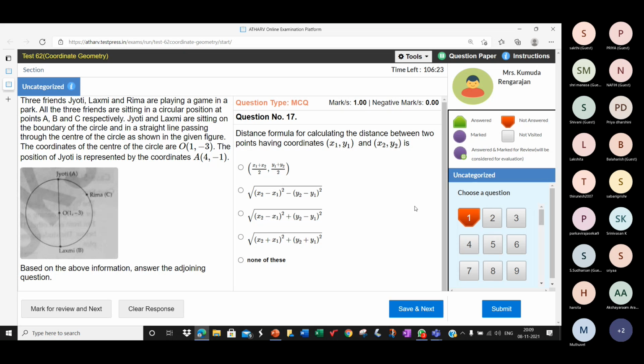Yeah, there's the next question. Answer this. Option C. So it is the square root of the difference between the x coordinates, the whole square, plus the difference between the y coordinates, the whole square, the difference between the abscissa and the difference between the ordinates. So option C is the correct option.